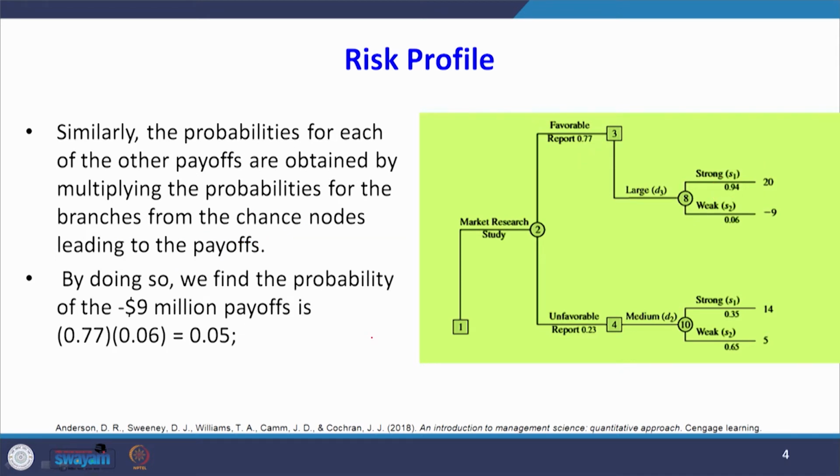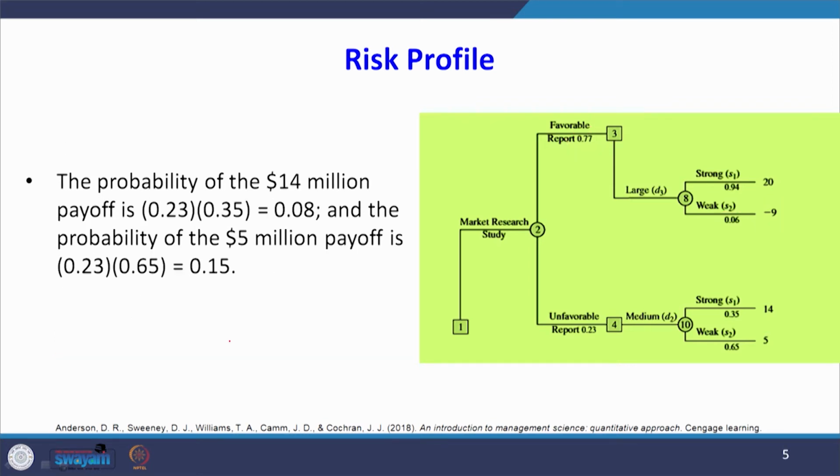Similarly, the probabilities for each of the other payoffs are obtained by multiplying the probabilities for the branches from the chance nodes leading to the payoff. By doing so, we find the probability of the minus $9 million payoff, for example, this one. How to get the probability for this payoff? We have to multiply this 0.77 and then 0.06, so we got 0.05.